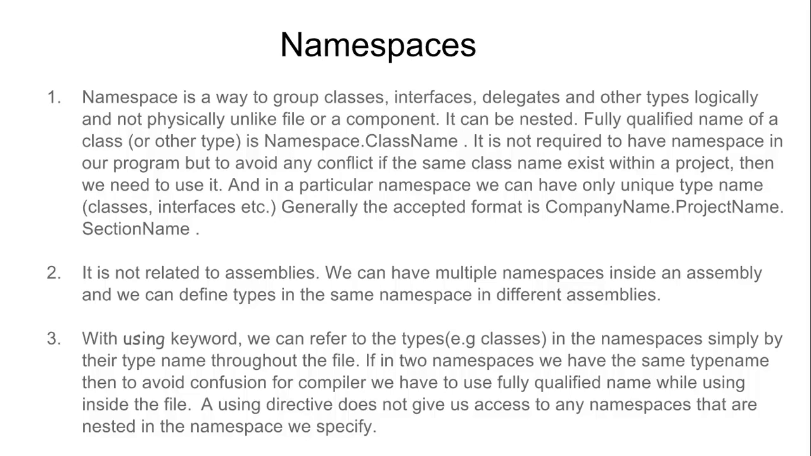Okay, now the second point, and the most important point, is that a namespace is not related to assembly. Namespaces are not at all related to assembly. If you are getting confused that in an assembly we can have only one namespace, that is not true. In an assembly we can have more than one namespace, and also we can have the same namespace in different assemblies. We'll see how that is going to happen.